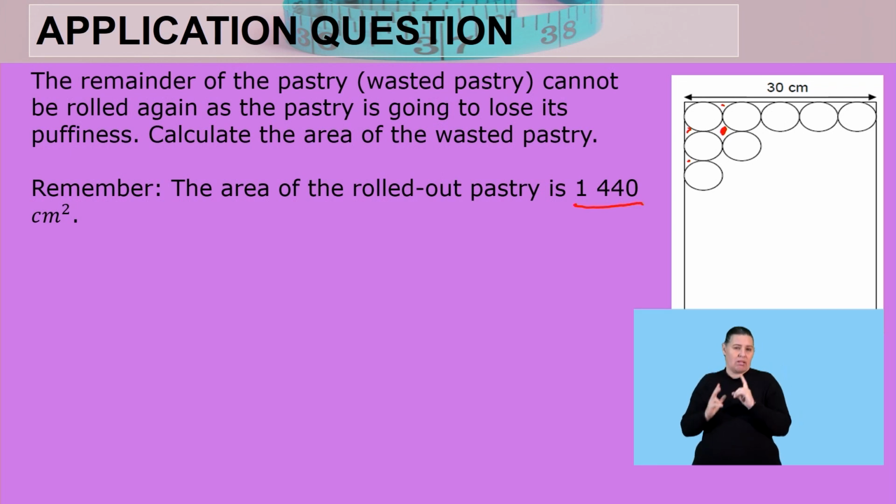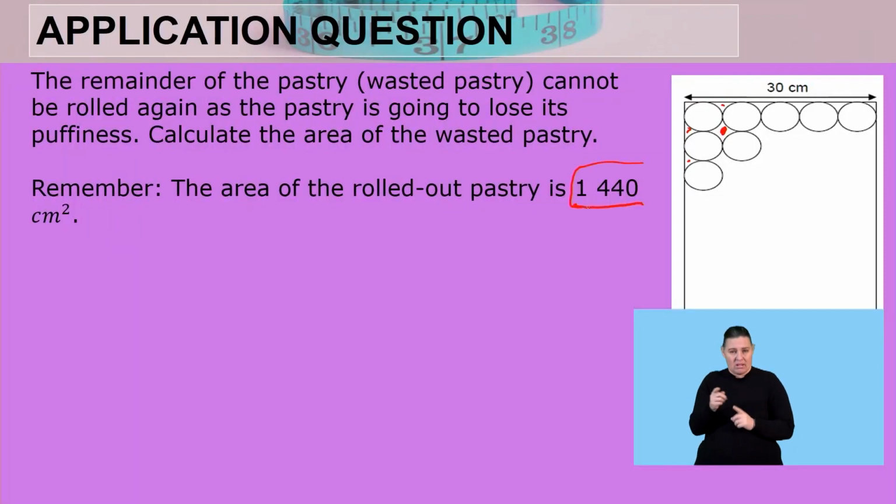So what do we need to do? We need to see what is the total area of all of these circles that have been cut out. Once I find that, I can take it away from the total area, and the answer should just be the remainder. Because this 1,440, that's all the pastry we have. But we're cutting out just the circles, and that's why that should work. Let's give it a go.